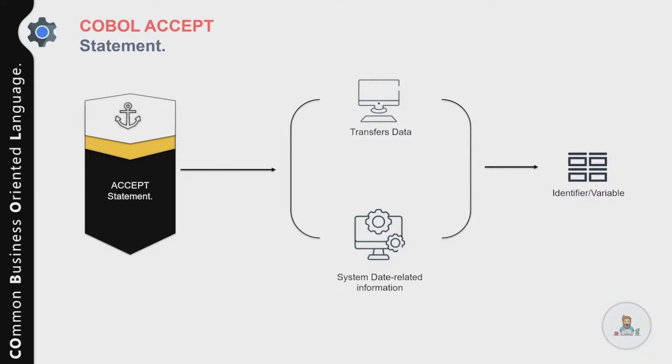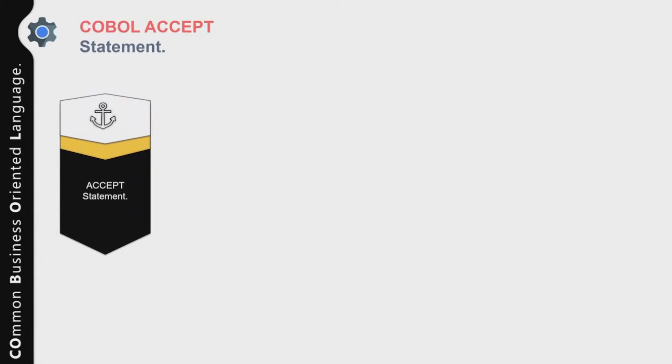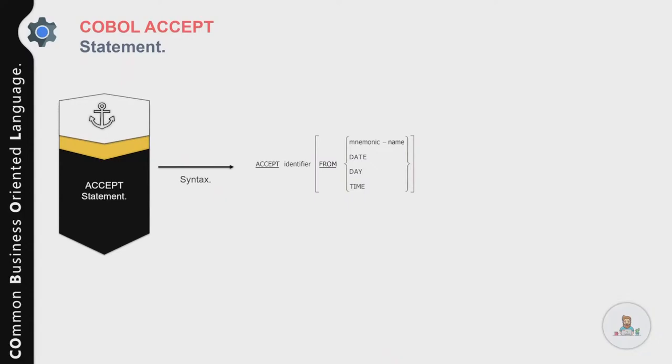Now let's talk about the syntax of the accept statement. The syntax is pretty simple and straightforward. You have the accept keyword followed by an identifier. After that, you have the from keyword followed by a couple of additional options. And these options are used to read low volume data from the operator console or some other hardware devices or from the operating system itself.